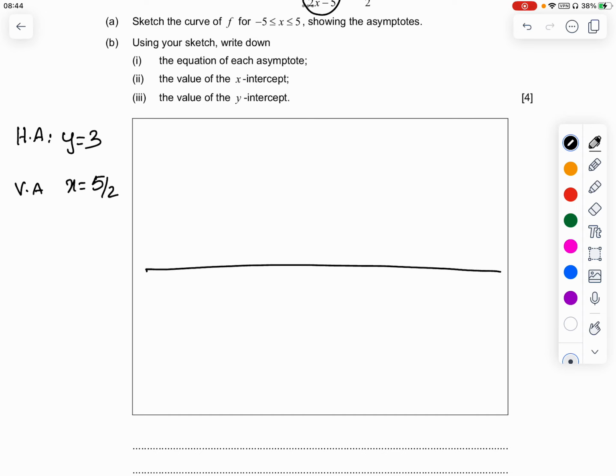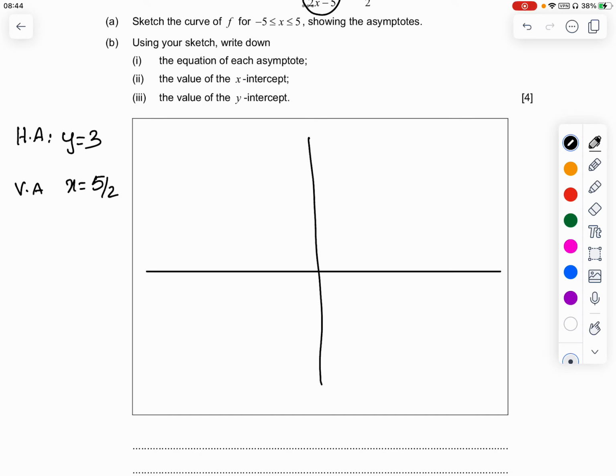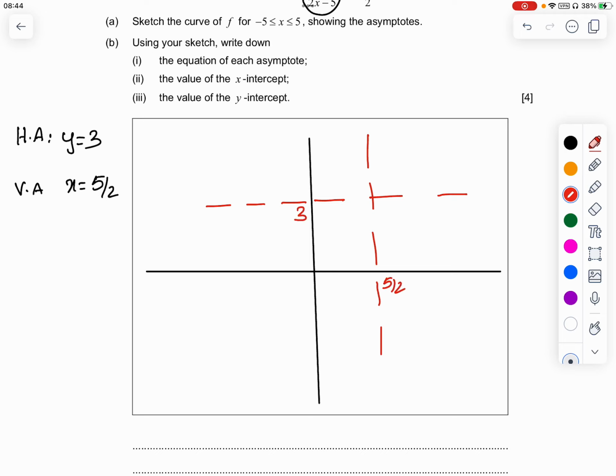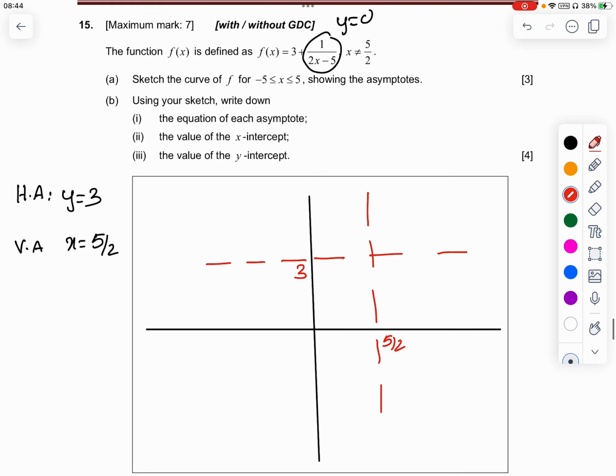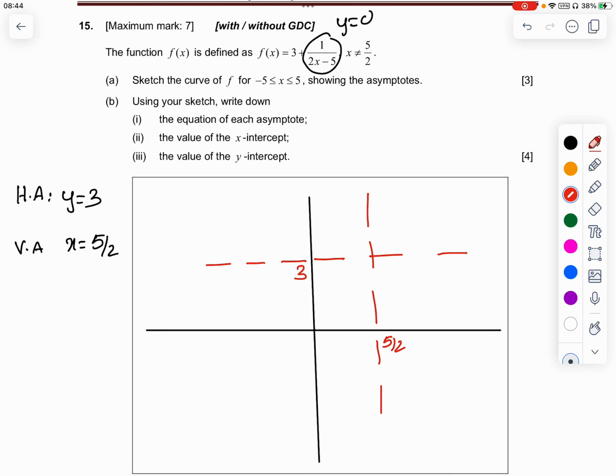So I am drawing y equals 3 as the horizontal asymptote, and x equals 5 upon 2 as the vertical asymptote. So this is 5 upon 2 and y equals 3. Then between negative 5 and positive 5, using the sketch of each asymptote we have done. Next, what is he asking?